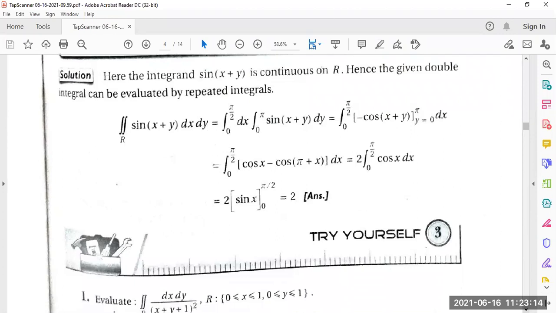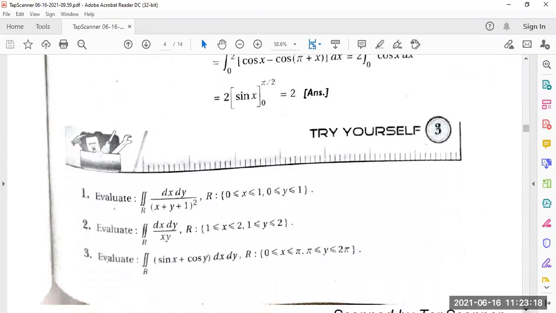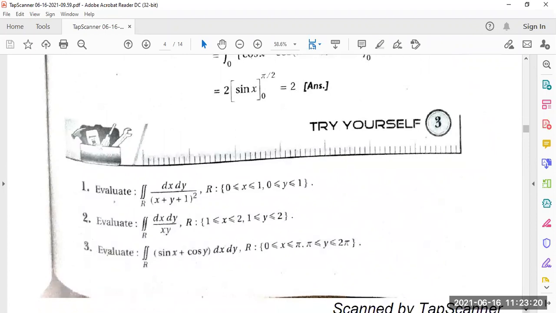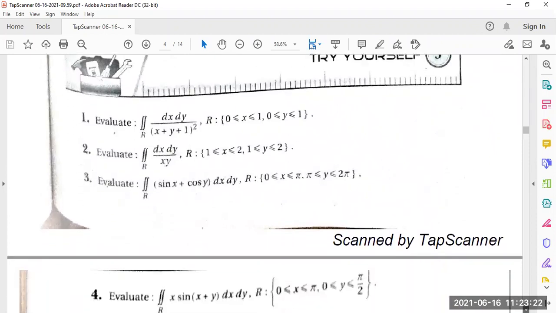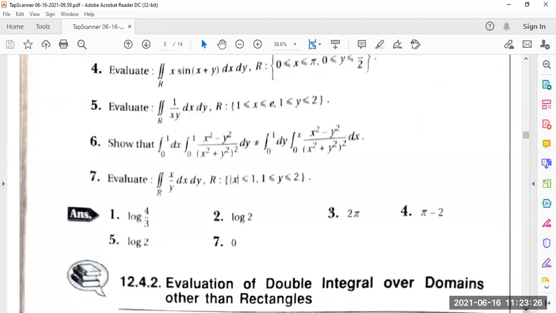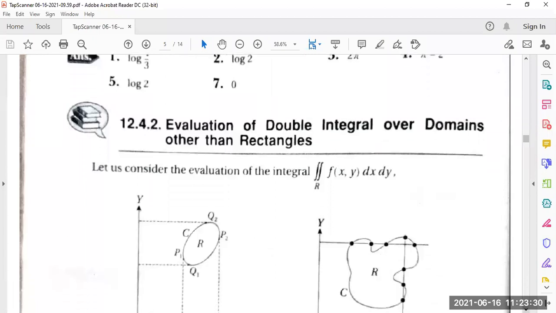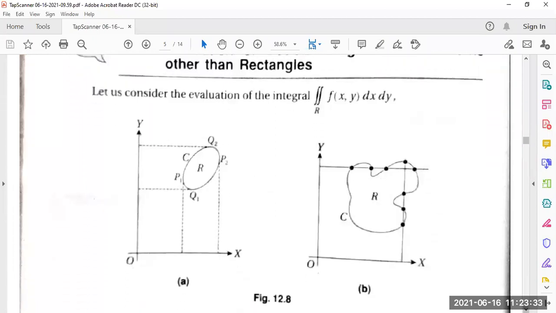Now we are going for the next part. This is your part, and this PDF will be given to your LMS, so that you can practice. Some problems will be given to you, and the answers are also given here. Now, evaluation of double integral over a domain other than a rectangle.